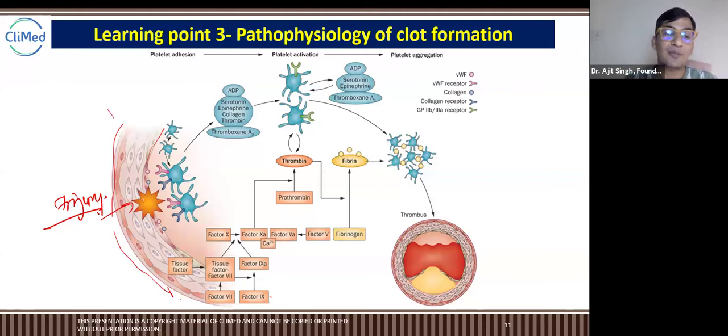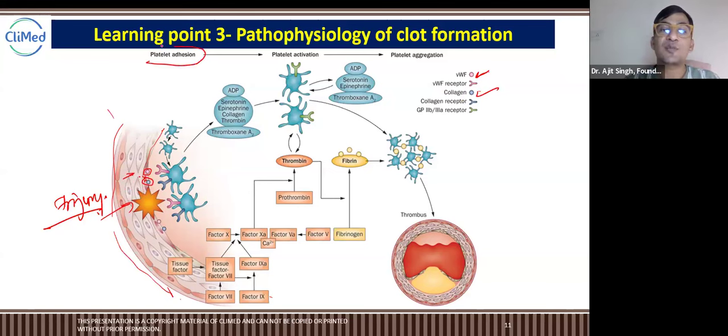So the first thing that happens is, when the injury happens, some elements are secreted. What are these elements? One is, if you look at this brown small ball, that is called von Willebrand factor, VWF. Then collagen, these small blue balls are collagen. Now the process exactly starts.